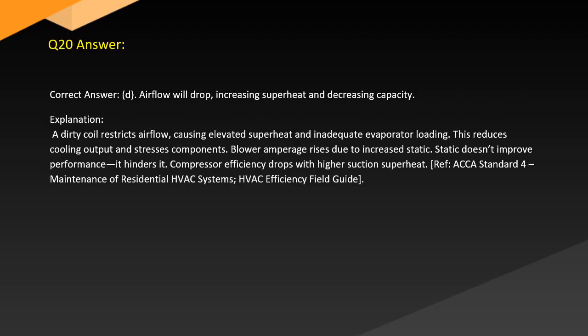Answer. Correct answer: the airflow will drop, increasing superheat and decreasing capacity. Explanation. A dirty coil restricts airflow, causing elevated superheat and inadequate evaporator load-in. This reduces cooling output and stresses components. Blower amperage rises due to increased static.